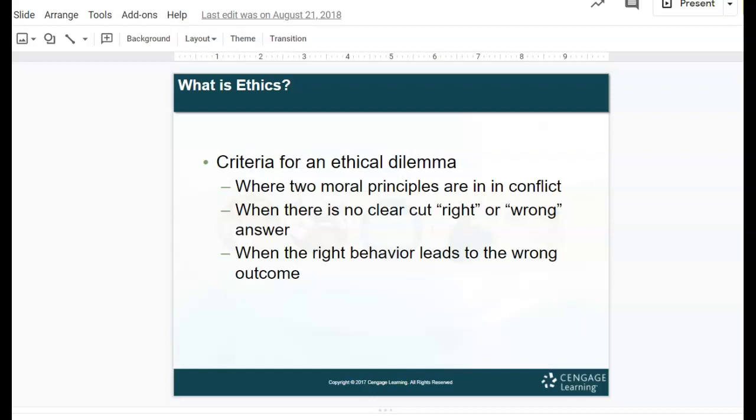So ethics is really your moral principles, your values, anything that impacts how you make decisions, how you make choices, your right from wrong, good from bad, etc. The criteria for an ethical dilemma is where you have two or more principles that are in conflict when there is no clear-cut right or wrong answer. When the right behavior leads to the wrong outcome is another example. You make the right choice, you do the right things, but then something wrong happens. These are ethical dilemmas.